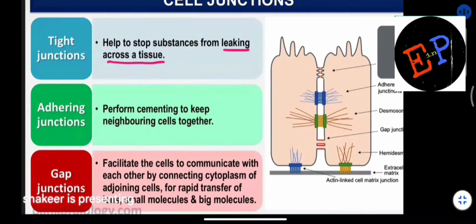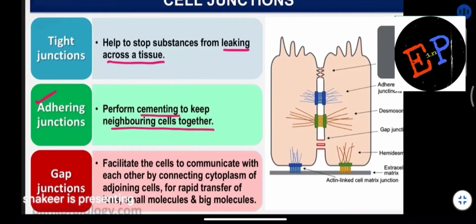That is the function of tight junctions. Are you able to understand? So adhering junctions. What is the function of adhering junctions? They perform cementing to keep neighboring cells together. So one cell should be present beside another cell. So these cells are cemented. Cemented means they are joined with each other so that cells are present side by side. That is, structure and shape are maintained because of adhering junctions.